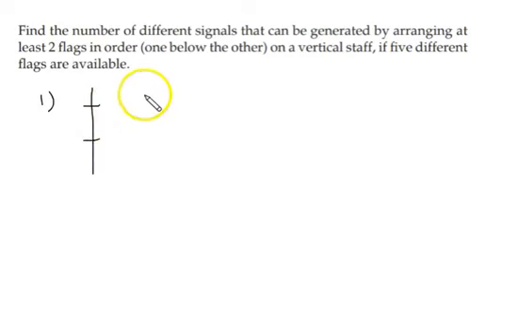For the first flag, the number of options that we have is five because five flags are available. And for the second flag, only four flags would be available, because one flag is going to get used up here. Now, because both the flags have to be arranged, we use the fundamental principle of multiplication, which is 5 into 4, which is equal to 20.